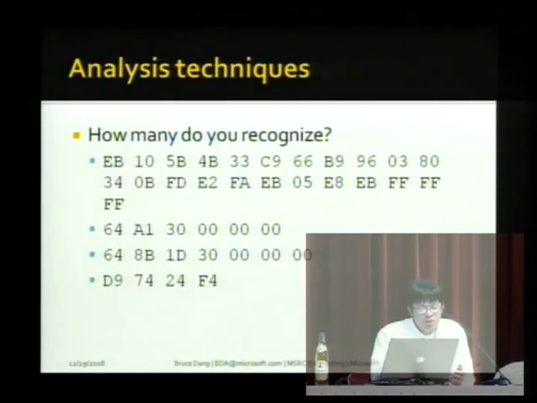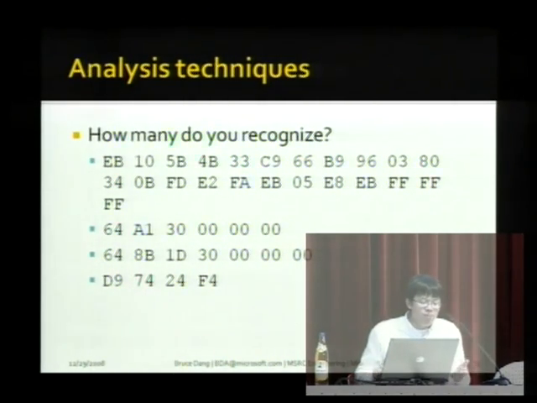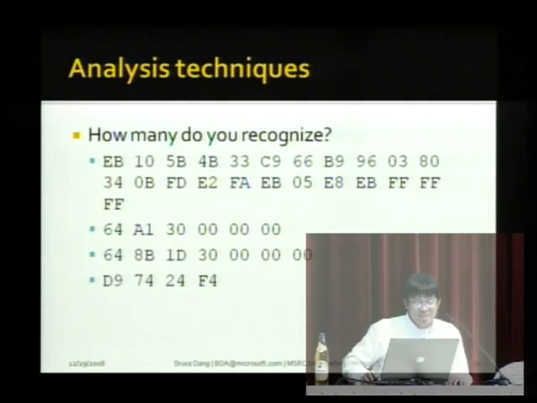This 64A130 is like move EAX, FS:30. And the next one, 648B1D, is a move to EBX. And the last one, D97424 blah. A lot of the floating point instructions will start with D9. So FNSTENV is another way to get the EIP. This is used in Metasploit encoders, so you can spot this pretty easily.